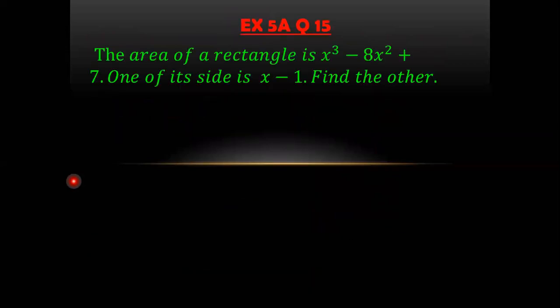Next is a word problem. Question number 15, which is the last question of this exercise, alhamdulillah. The area of the rectangle is x cube minus 8x square plus 7. It's a rectangle. इससे पहले हम इस एक्सरसाइज में रेक्टेंगल के वर्ड प्रॉब्लम्स ऑलरेडी डिस्कस कर चुके हैं. वो रेक्टेंगल की विकैबुलरी से फेमिलियर हैं आप, उसके डायमेंशन से फेमिलियर हैं. One of its sides is x minus 1 and find the other.